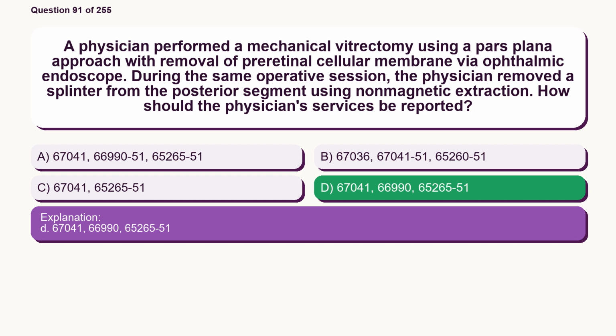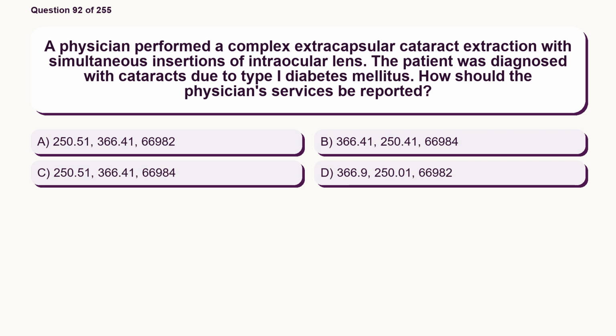D, 67041, 66990, 65265-51. Question 92. A physician performed a complex extracapsular cataract extraction with simultaneous insertions of intraocular lens. The patient was diagnosed with cataracts due to type I diabetes mellitus. How should the physician's services be reported? Option A, 250.51, 366.41, 66982.